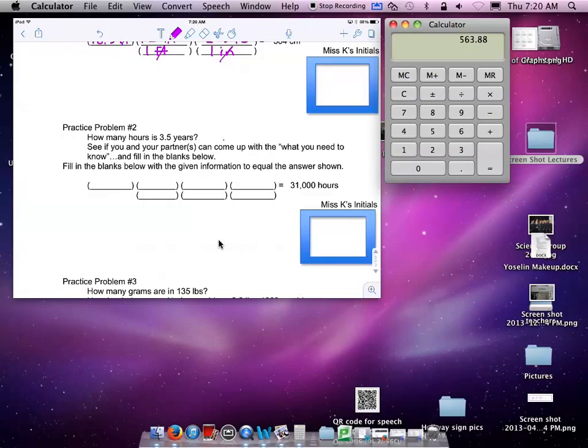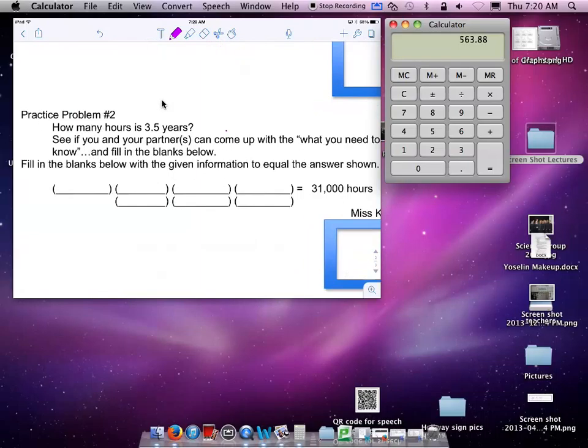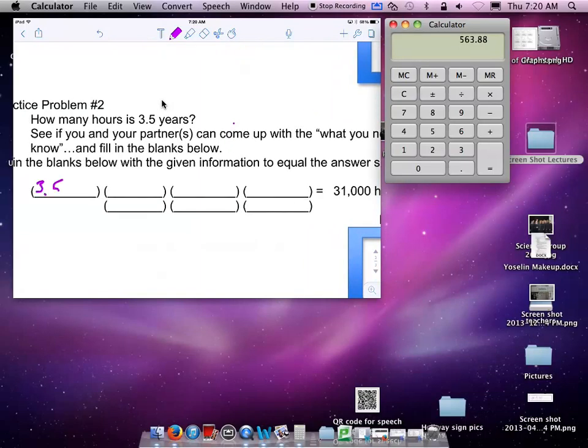So you tried the problem, maybe you got the right answer, maybe you didn't. If you got stuck, let me go ahead and set this up for you, and you can just see if it makes sense. I'm starting with 3.5 years. I want to know how many hours that is. All right, so I've got a starting place, so I'm going to start with 3.5 years. But then I need to get all the way to hours.